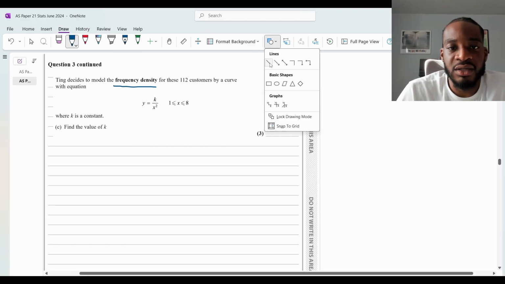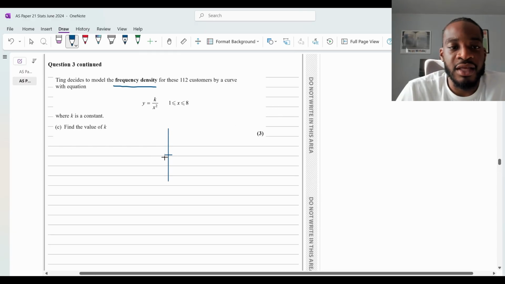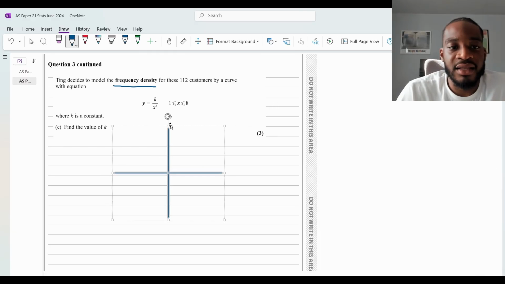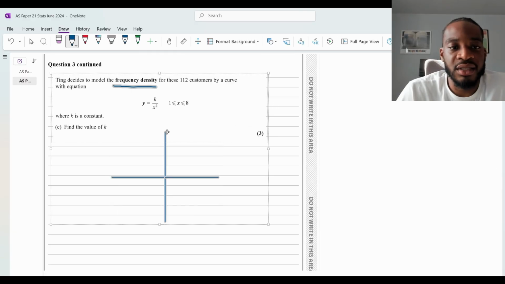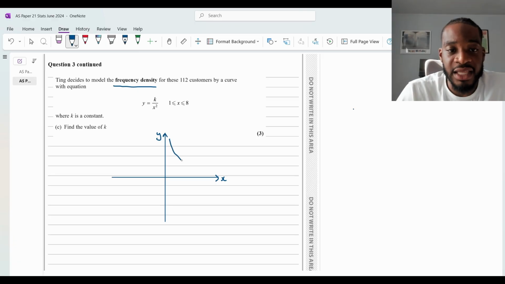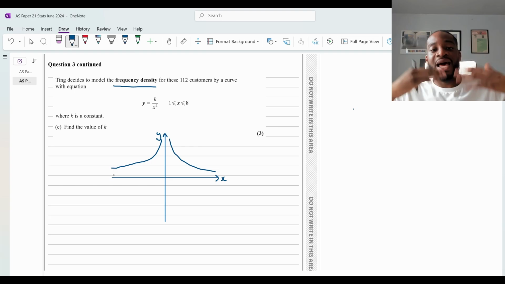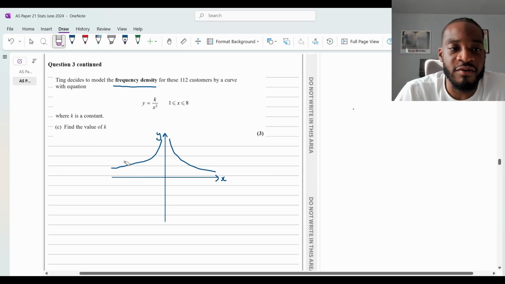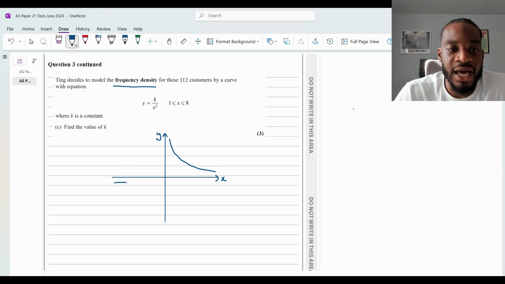How do I get the axes again? Yes, from there. And then it's literally going to be like that. This is going to be your y-axis. That's going to be your x-axis, obviously. And the graph of y equals k over x squared looks like this, right? Because it's squared, it's going to lie entirely above the x-axis. If it was just k over x, it would look like that, wouldn't it? But it's not. So this is the graph of y equals k over x squared.